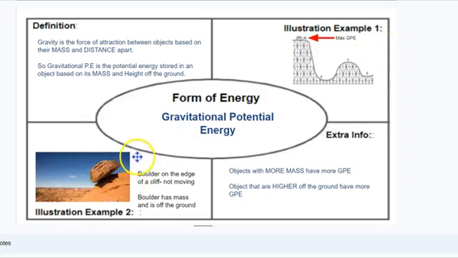There is a boulder on the edge of the cliff. It is not moving, but it has stored energy due to its position and its mass. The boulder obviously has mass and it's off the ground, so it has stored gravitational potential energy. Please pause the video now and fill out your first Freyer model note.